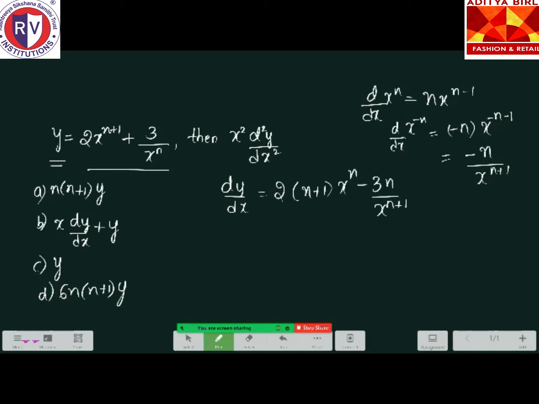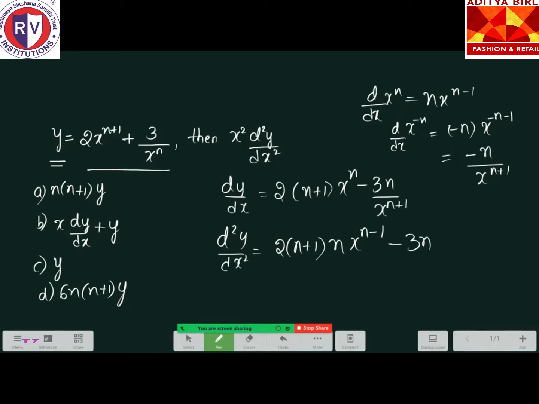But what we want is d square y by dx square. Let us differentiate this again. So d square y by dx square will be 2 into n plus 1, which is a constant now, and differentiation of x to the power of n will be n into x to the power of n minus 1. Here minus 3n is a constant. Here we have x to the power of minus n plus 1. So we have to find d by dx of this. What will be the differentiation of this? It will be minus n plus 1 x to the power of minus n plus 1.